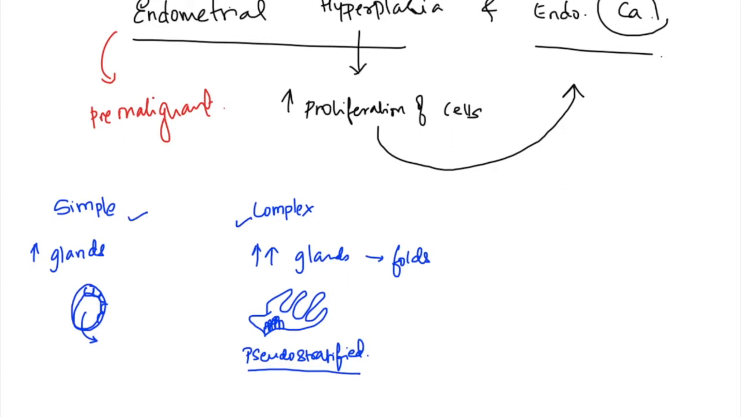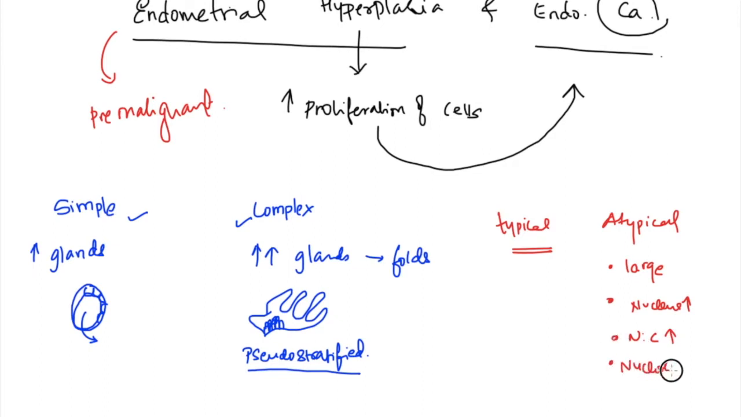And again two more terms to be understood. This is normal basics from pathology. What is a typical cell and an atypical cell? A typical cell is nothing but a normal cell. So what are the features of an atypical cell? The cell becomes large, the nucleus becomes large, the nuclear cytoplasmic ratio will increase, and the nucleoli will become prominent. So these are the features of an atypical cell, correct?